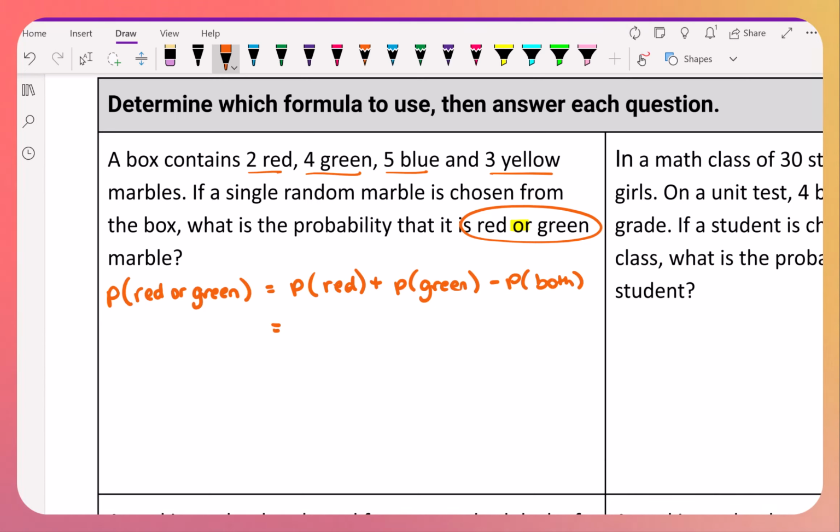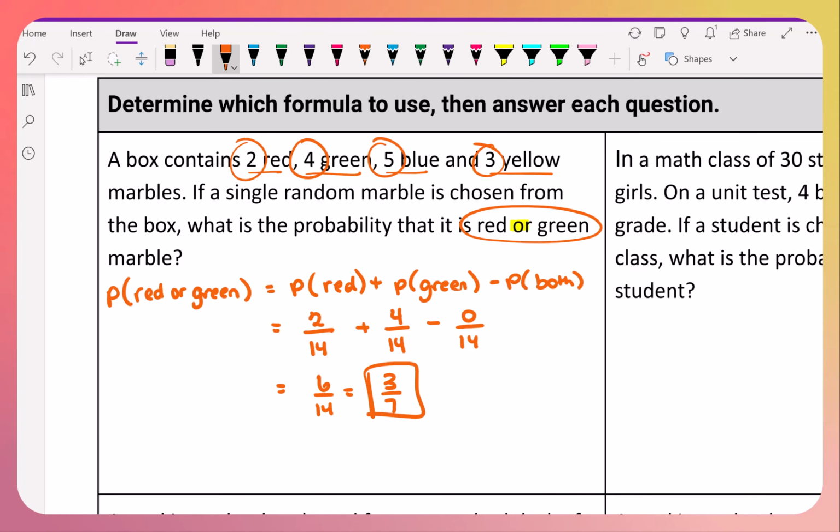So the probability of getting a red marble would be 2 out of, well, we've got to add these up for our total, right? So 2 plus 4 plus 5 plus 3 gives us a total of 14. So 2 red out of 14 total plus 4 green out of 14 total minus how many marbles do I have that are red and green? I have 0 marbles that are red and green. See how that doesn't really affect your outcome? So the final answer will be 6 out of 14, which reduces to 3 out of 7.